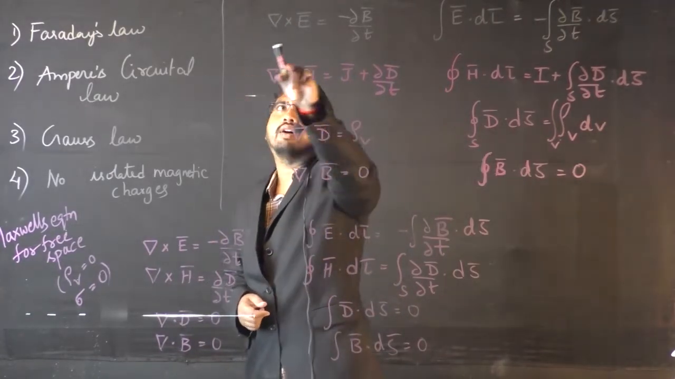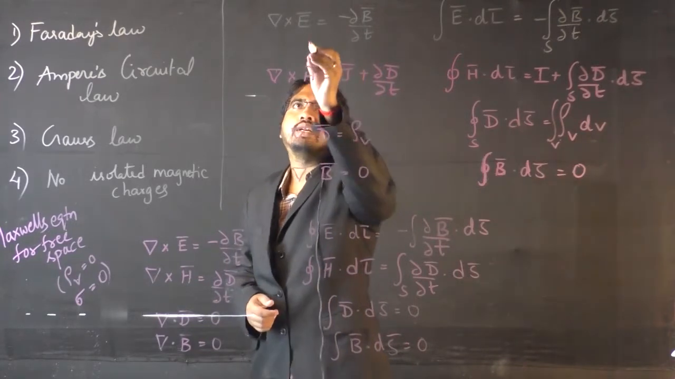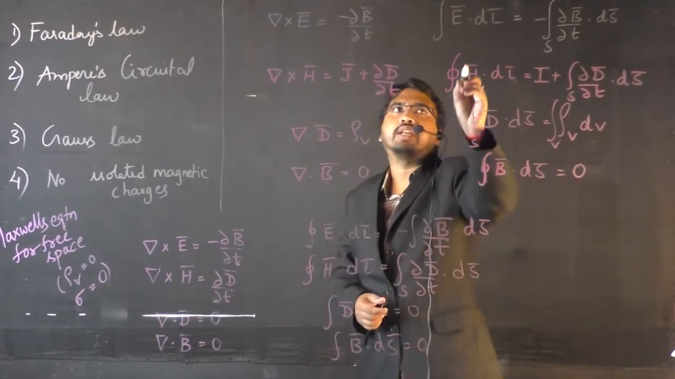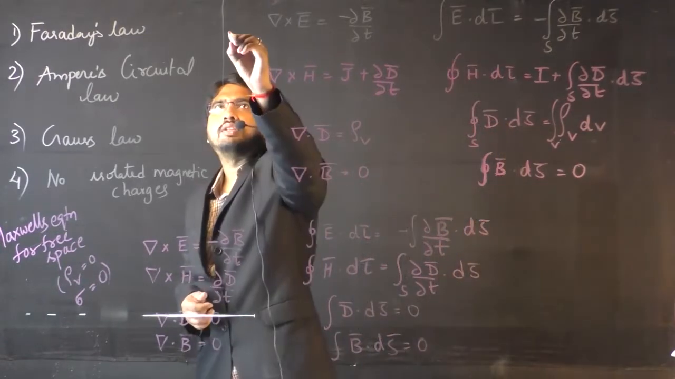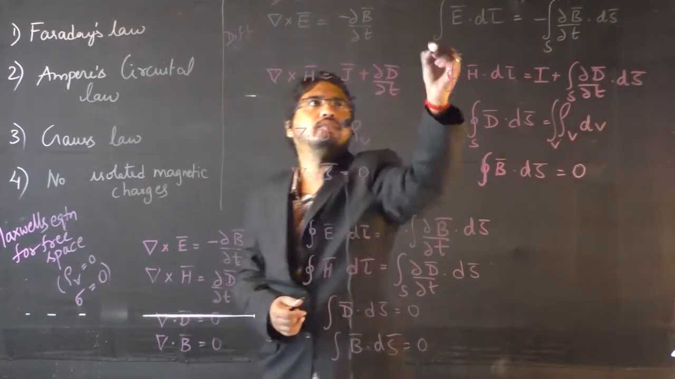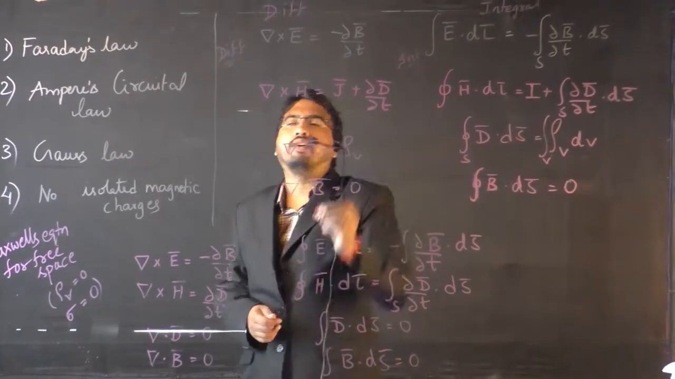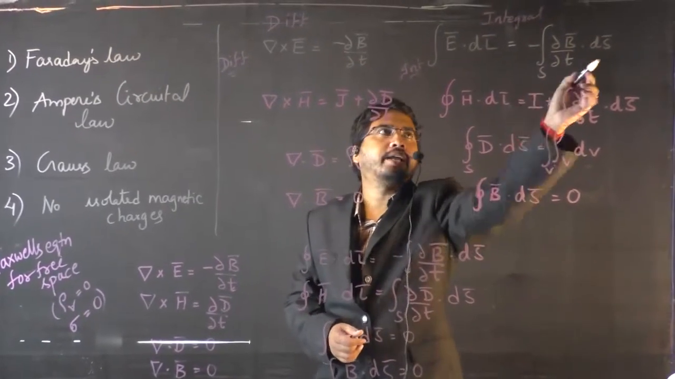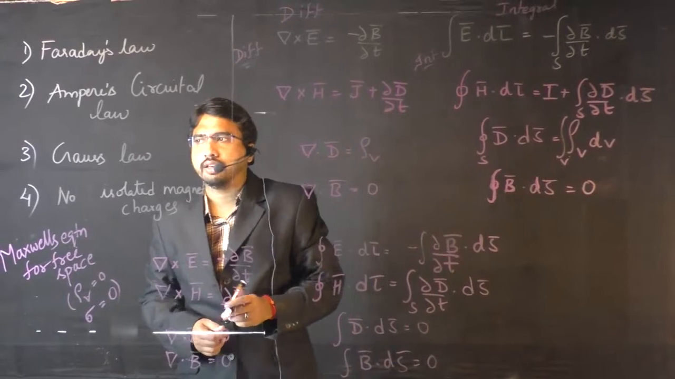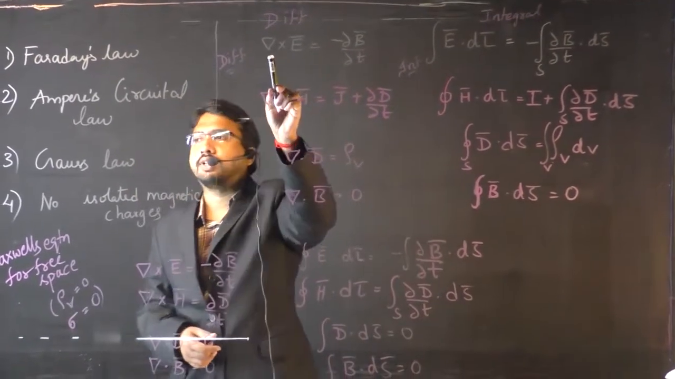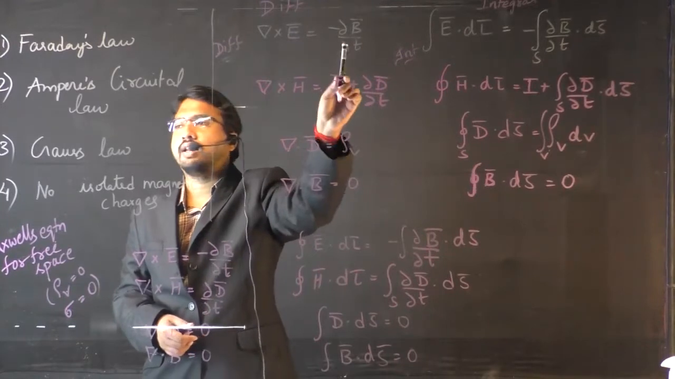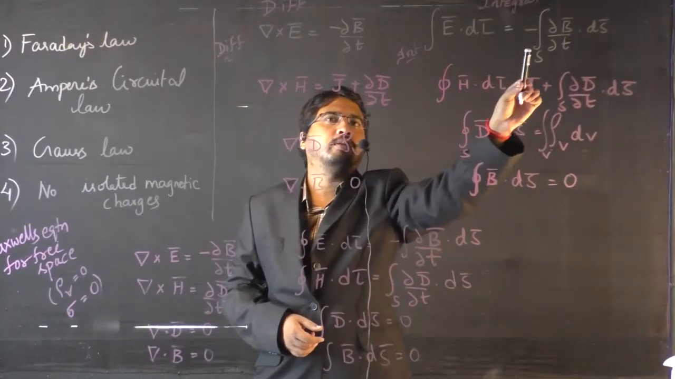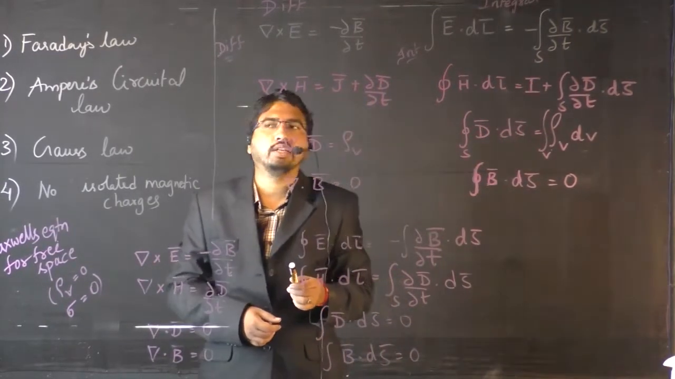So what is Faraday's law in the general differential form? Differential form is del cross E bar is equal to minus dou B by dou T. And what is Faraday's law in integral form? In integral form, we can express it as integral E bar dot dl bar is equal to minus integral dou B by dou T dot ds bar. So this is the Faraday's law in differential form, del cross E bar is equal to minus dou B by dou T, which we should remember very well, and this is the integral form.